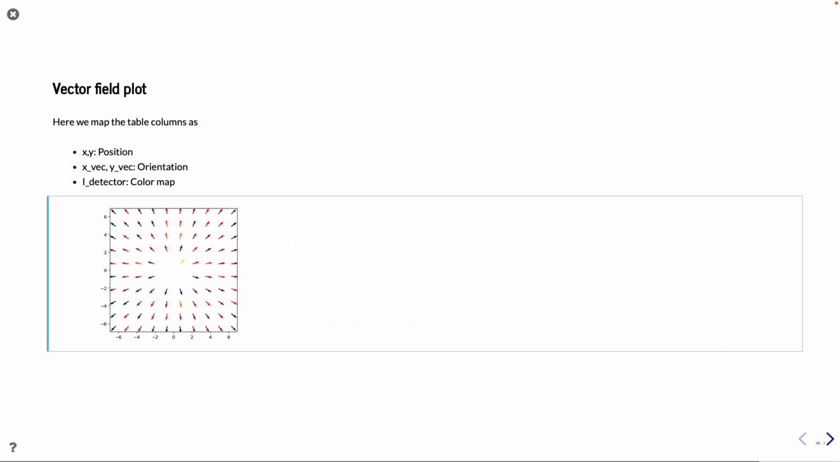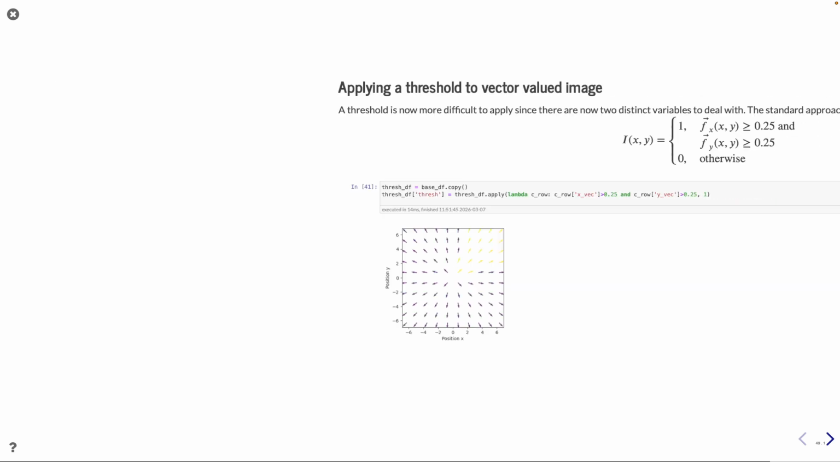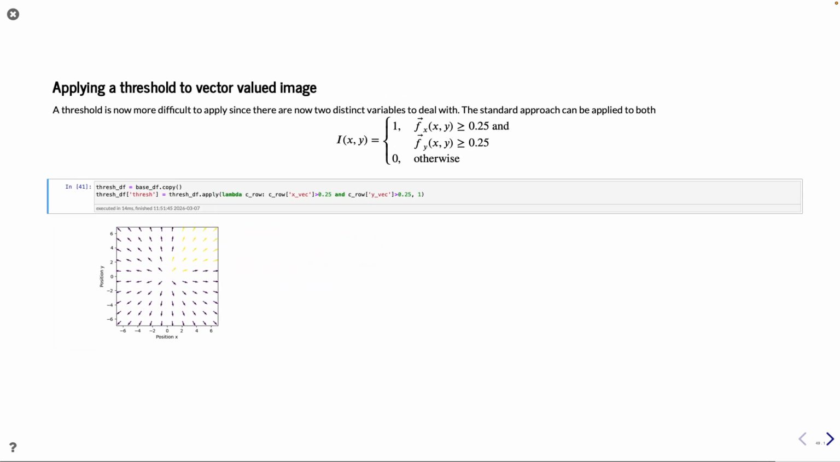If we plot this as a vector field, you can see that these vector arrows, they are colored with the intensity, they get a position, and they get an orientation. And this is what we want to segment now. And there are many ways. You can say that if, for example, the x component is beyond a quarter and the y component is beyond a quarter, then we should segment it as a 1. So that would be this corner region here.